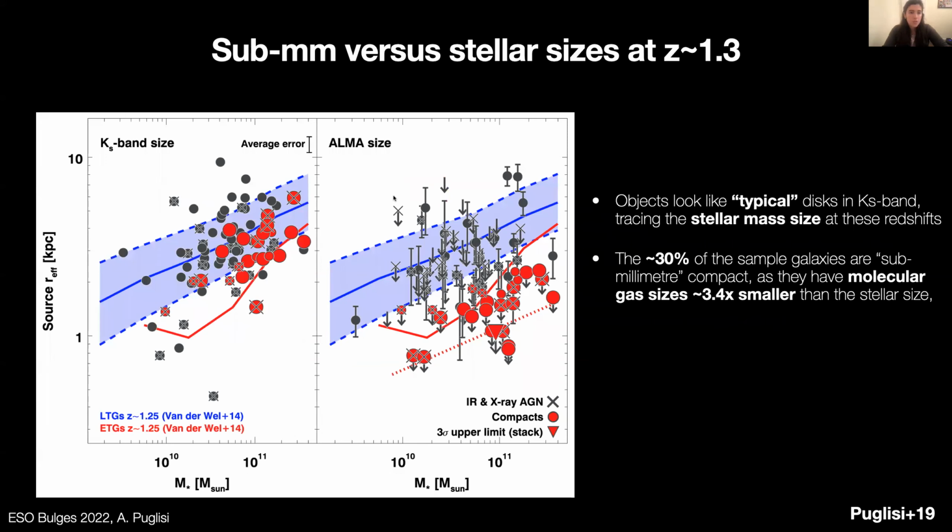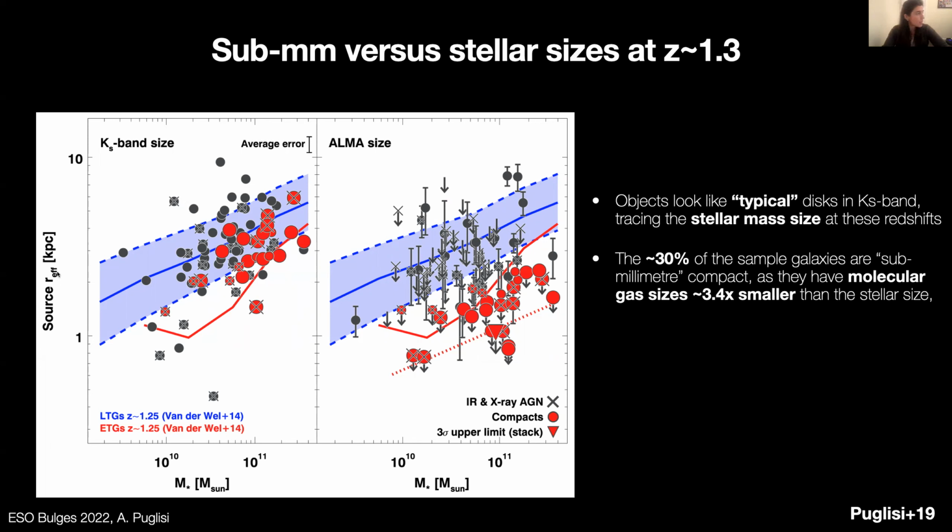So now this plot shows the correlation between the galaxy size and the stellar mass for the sample. The left panel shows K-band sizes, while the right panel shows sub-millimetre sizes from ALMA. And in both panels, the blue line and shaded area shows the mass-size scaling relation and its scatter from optical near-infrared observations at redshift 1.3.